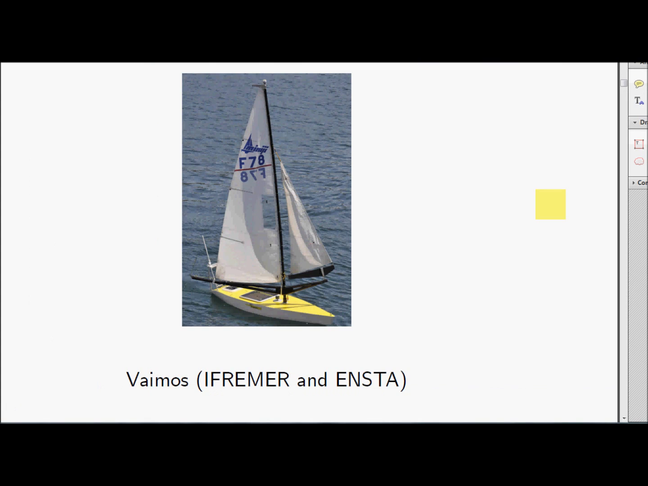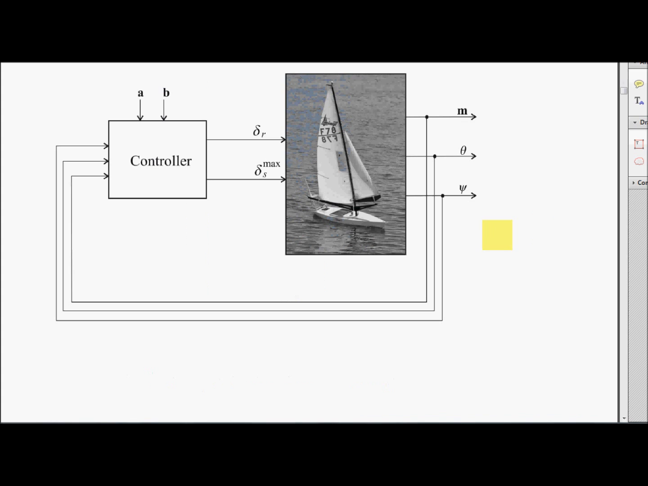So now, what you have in VEMOS: first the sailboat. You can control on the sailboat the rudder, delta R, and also the maximum angle of the sail, thanks to a main sheet. So you can control the length of the main sheet. You have some sensors, such as the GPS, that give you the position M of the boat. You have the heading theta of the boat, and you have C, which corresponds to what is measured by the wind sensor at the top of the mast, which corresponds to the direction of the wind.